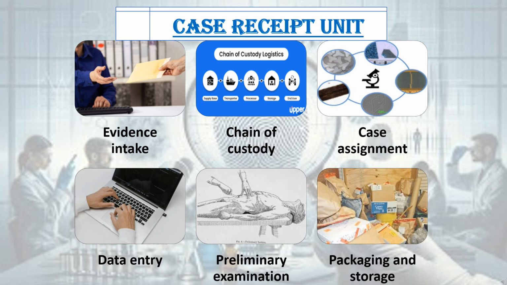Key functions of a case receipt unit: evidence intake, receiving and documenting all evidence submitted, including physical items, biological samples, and digital media. Chain of custody, maintaining a detailed record of evidence handling and transfer to ensure integrity throughout the analysis process. Case assignment, distributing evidence to the appropriate forensic discipline within the lab based on the nature of the case. Data entry, recording case details, including relevant information like the crime scene location, suspect details, and requesting agents.